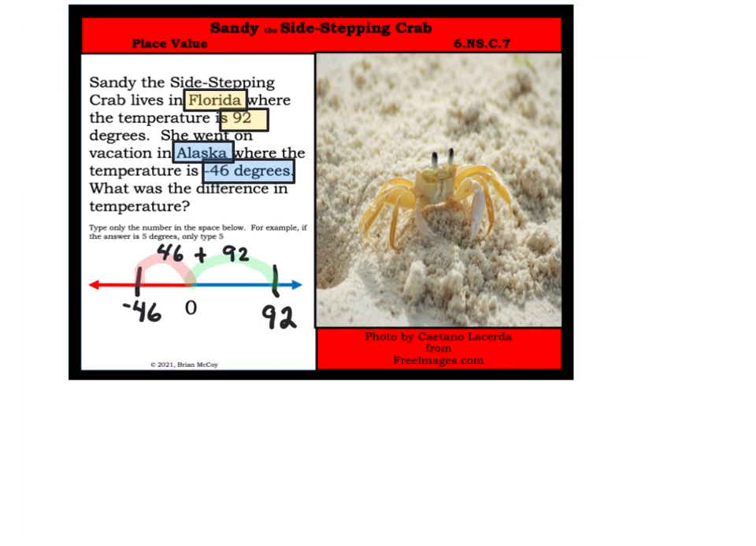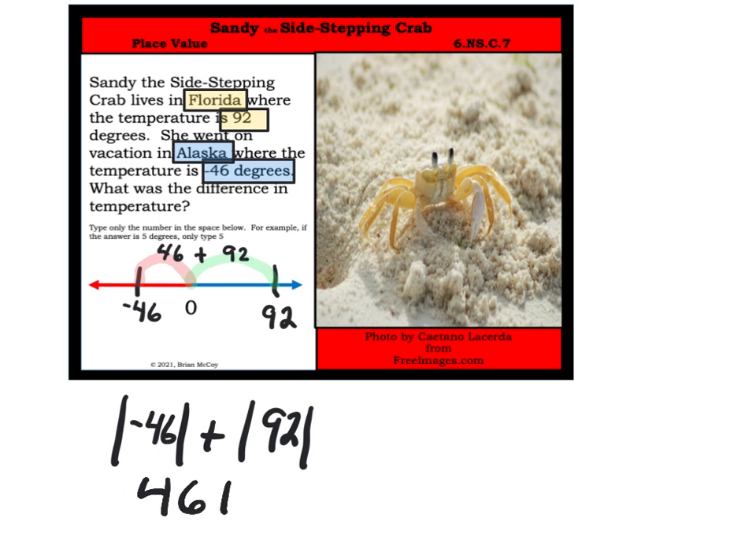Now, you can also think of it like this. You can also think of it as adding the absolute value of negative 46 plus the absolute value of 92. Now, once again, the absolute value simply means the distance from 0 to that number. In this case, from 0 to negative 46 is 46 degrees, right? So I can rewrite this as 46. And then the distance from 0 to 92, the absolute value is just the distance, and that's 92. So I can write 92 here.